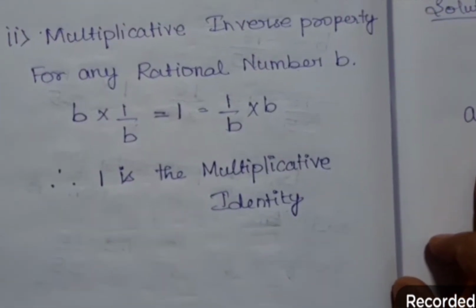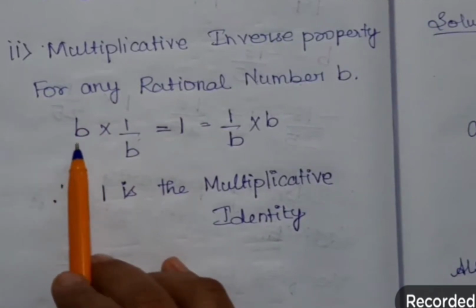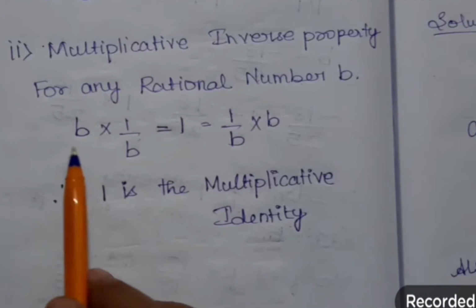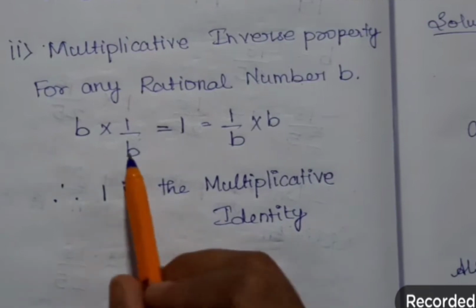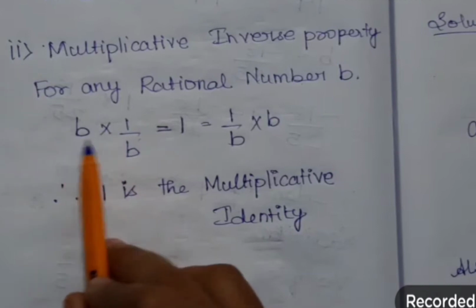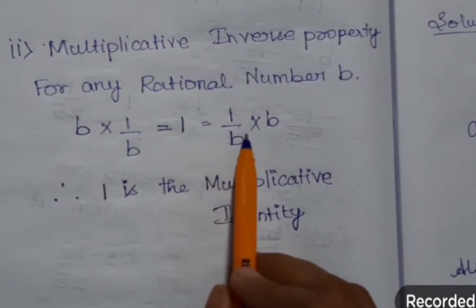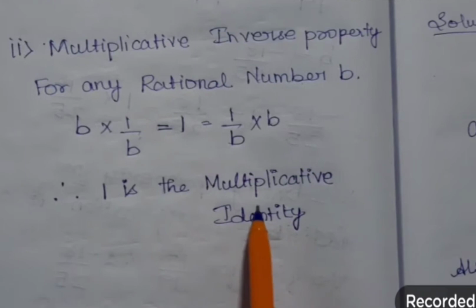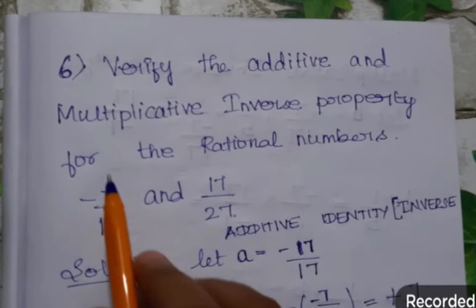The same model for multiplicative inverse property, for any rational number b. B into 1 by b is equal to 1, because b and b get cancelled in multiplication. The multiplicative inverse is the reciprocal. So b into 1 by b is equal to 1. This is the rule. Same way, 1 by b into b, the answer you will get is 1. Therefore 1 is the multiplicative identity. So we are using this rule to solve the sixth problem.